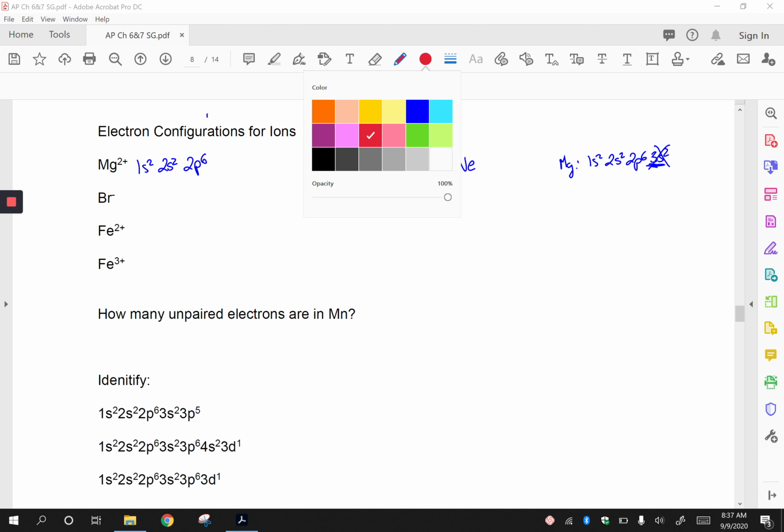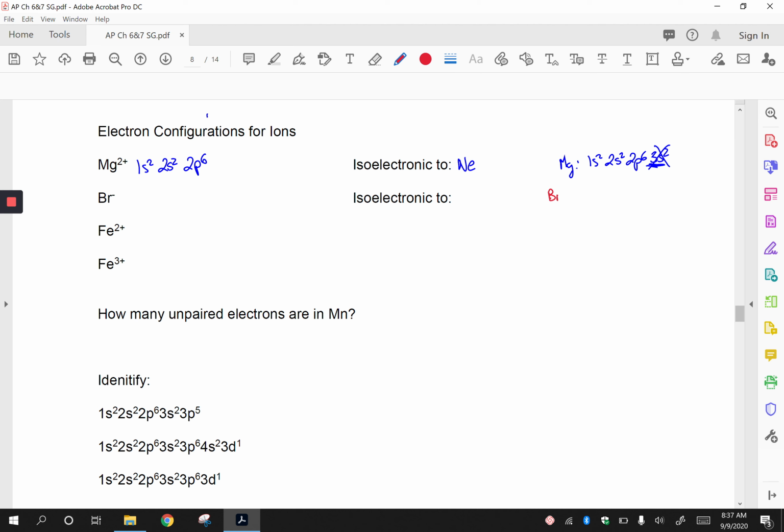Okay, let's look at bromide. So neutral bromine, I'm going to use the noble gas shortcut here. It's argon, and then we have 4s2, 3d10, 4p5. Okay, but that negative means we've gained an electron. So we're going to add 1 more electron here, because the 4p can hold up to 6, and we only have 5 there. So I can add the 1 extra electron to there. So it's going to be argon 4s2 3d10 4p6. And this is isoelectronic to krypton.